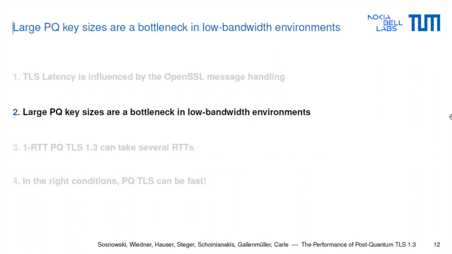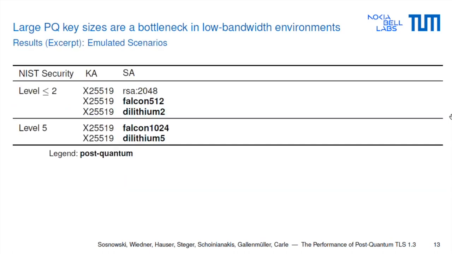Okay, let's get to the second insight. It's about low bandwidth environments. For this, I just present you some results. We use this table format, and you can see here on the left the security level of the algorithm. Algorithms are available on different security levels from 1 to 5 that were defined by NIST, although not each algorithm is available on each level. Then you see the key agreement we use and the signature algorithm. Here we basically evaluate RSA, Falcon, and Dilithium.